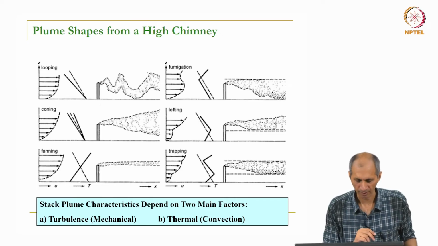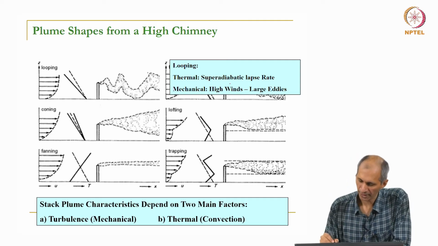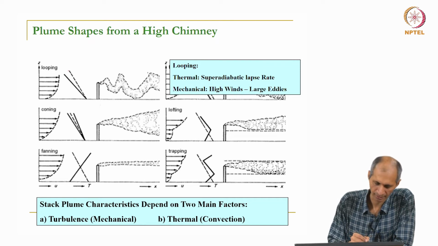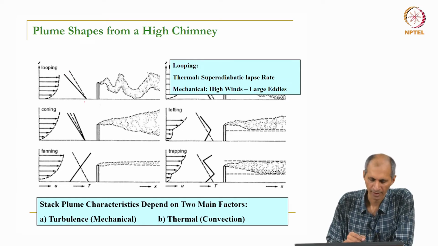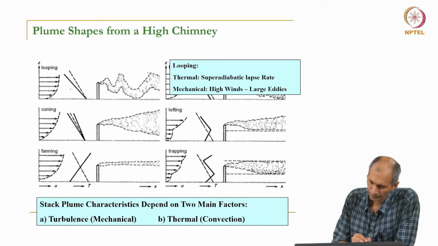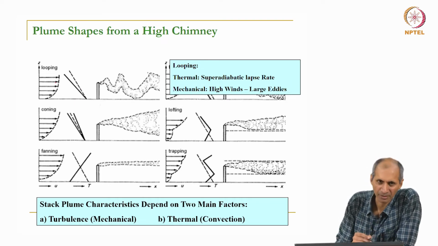The first one is called looping. It's a super adiabatic lapse rate, which means that the lapse rate, minus dT/dz, is greater than the slope of this line. Super adiabatic means the environmental lapse rate is greater than this. That's only because this one doesn't change. The adiabatic lapse rate stays where it is, and the other thing changes. This is the environmental lapse rate, and this is the adiabatic lapse rate.